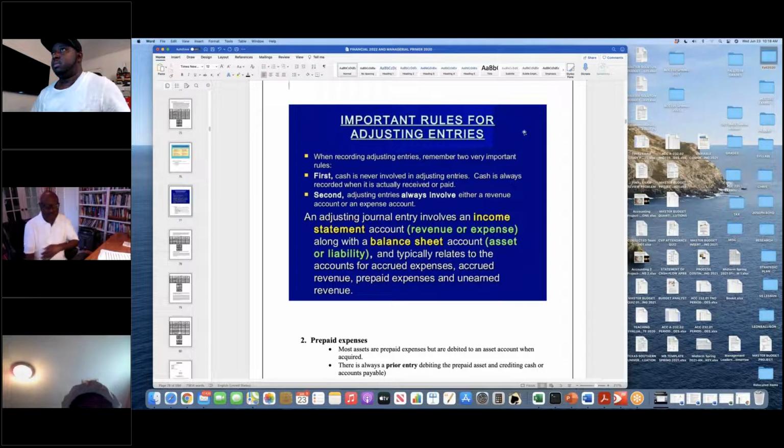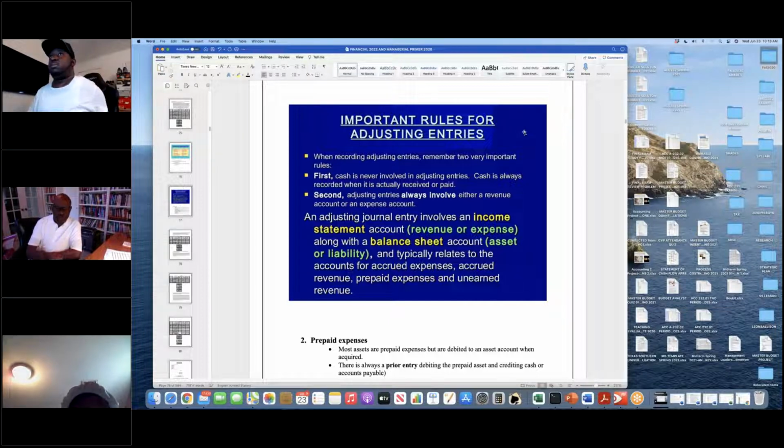So let's review for a second adjusting entries, and we don't want to be overly concerned. The entries that we worked on for the first 3 weeks are the most important ones. Adjusting entries only occur one time, typically at the end of the year. In the adjusting entry, cash is never involved. An adjusting entry also always involves an income statement account and a balance sheet account.